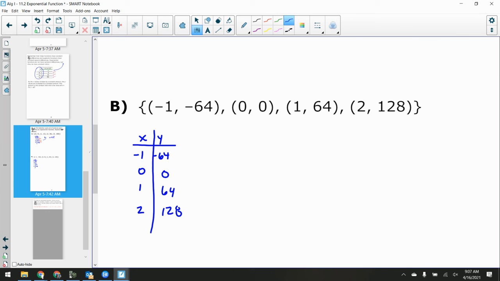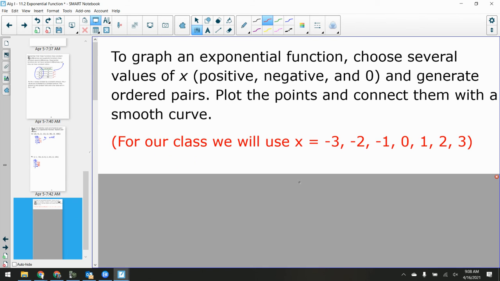Is this exponential? No. What is it? It's linear. It's arithmetic, right? How do I see that this is actually arithmetic? Well, I'm adding 64 each time. That's how I know that this is linear. That's how I know that this is arithmetic. Adding each time means arithmetic or linear. Multiplying each time means geometric or exponential.